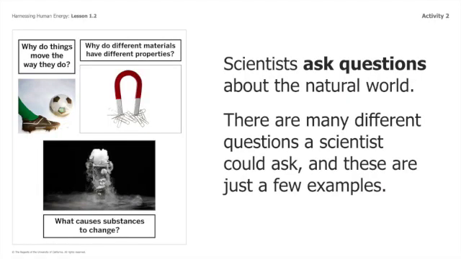So scientists ask questions about the natural world. There are many different questions a scientist should ask, and these are just a few examples. Why do things move the way they do? Why do different materials have different properties? And what causes substances to change? Now, notice these are mostly why and what. There's also how and when, and questions like that that can also be asked about the natural world.